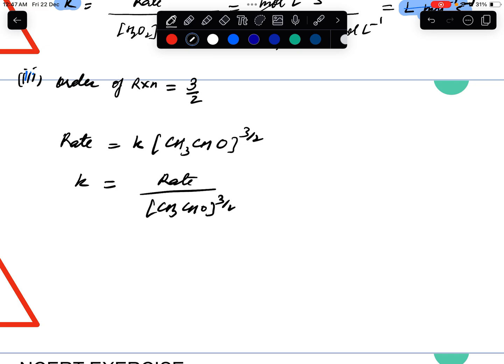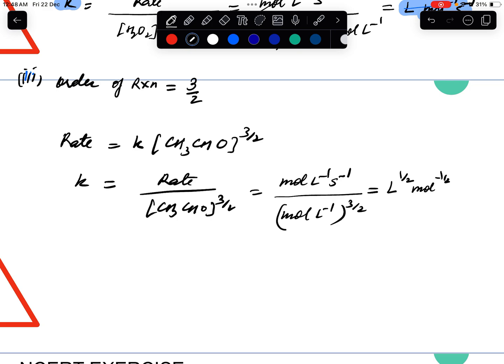We will write this in moles per liter per second, and the other one we will write in moles per liter, and we are keeping in bracket with the power 3 by 2. So on simplification, we will be getting here liter raised to the power half per mole half and per second. Okay, so this is for the third one. Order is this one, and the dimension of K is this.